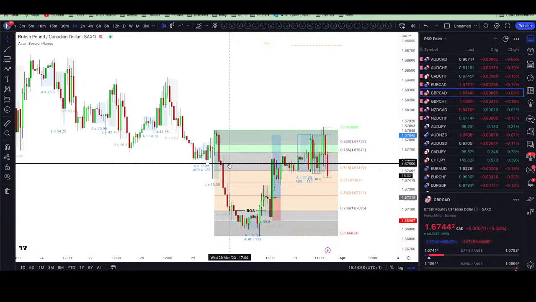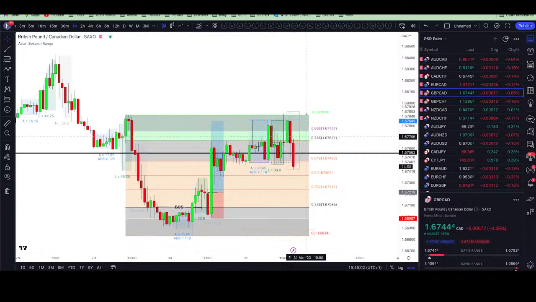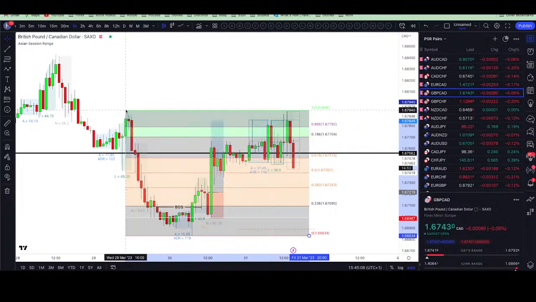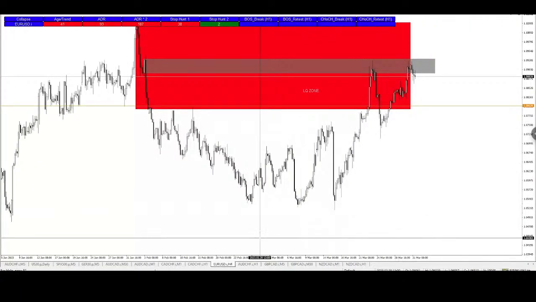If you do see GBP CAD pull back to this area here, I'm telling you from now, the 382. Let's move this up. Where is it? Boom. So if you see GBP CAD pull back to the 382 and then does a 15-minute or 5-minute reversal, you're looking for a trade entry. I'm going to go over here, GBP CAD.